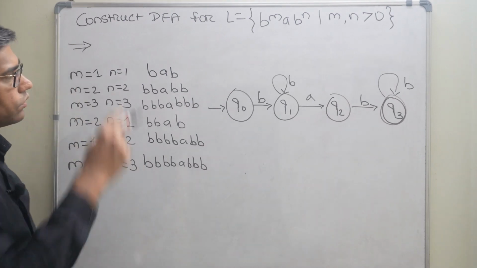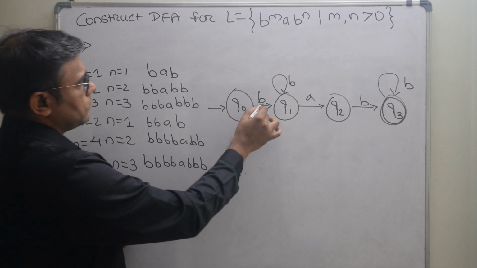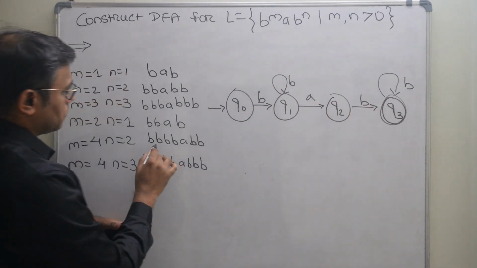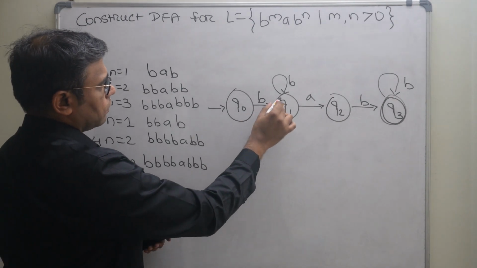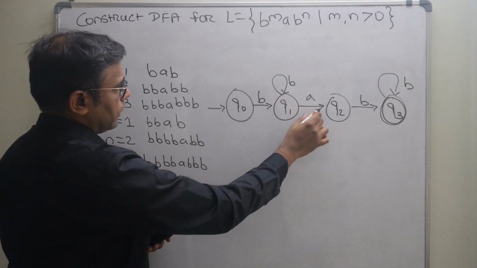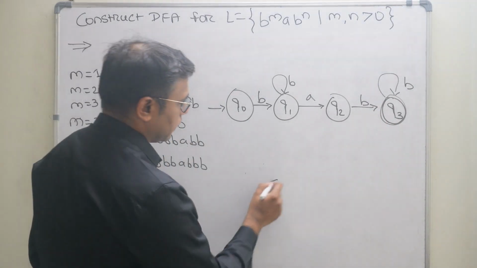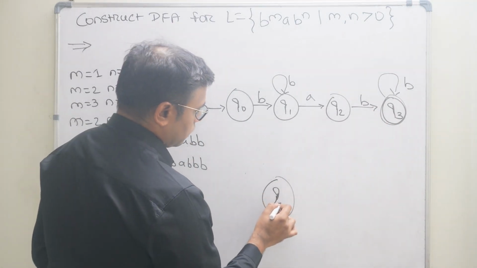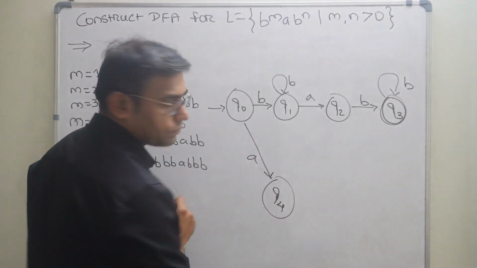Okay. So now if we take bbabb, bbbabb, four times b, a, bb, four times, 1, 2, 3, 4 times b, a, b, b. Now the string cannot start with a. If the string starts with a, we send it to a dead state.